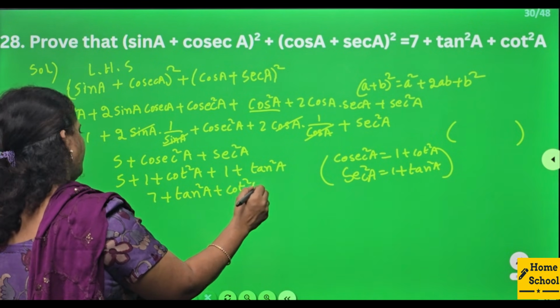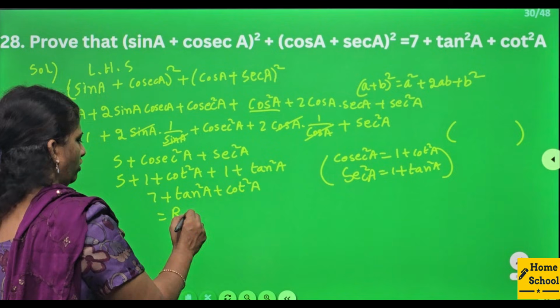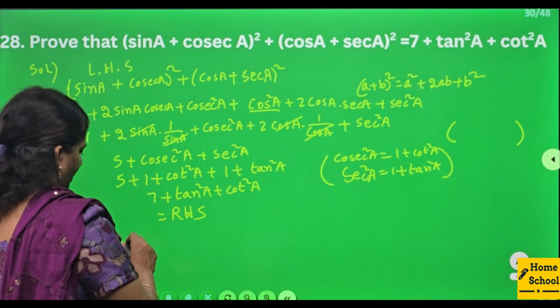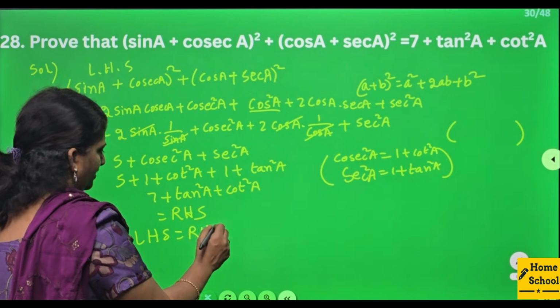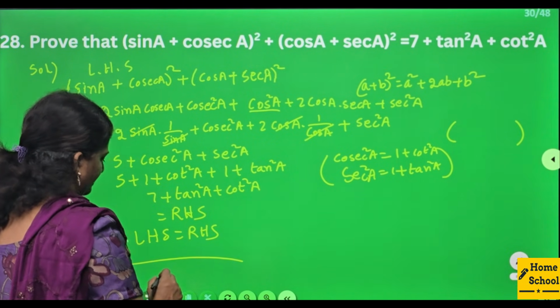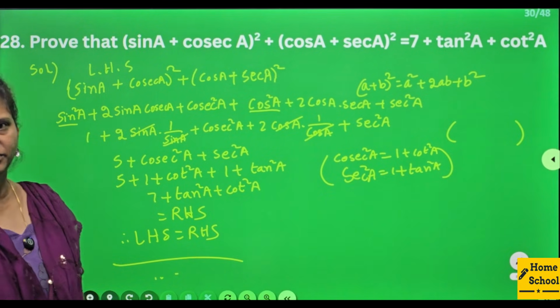So this is the one we need to prove. Therefore, this is equal to RHS. Therefore, left hand side is equal to right hand side. Rewrite the question again and say hence it is proved. Right?